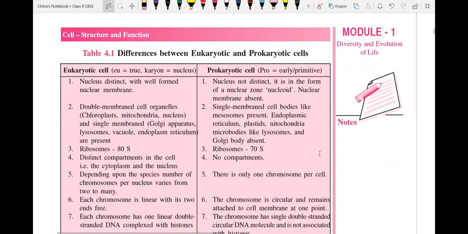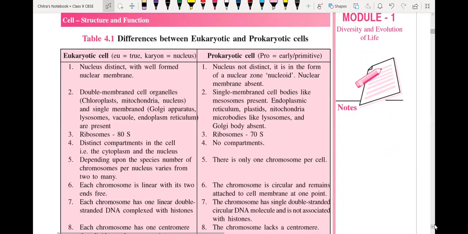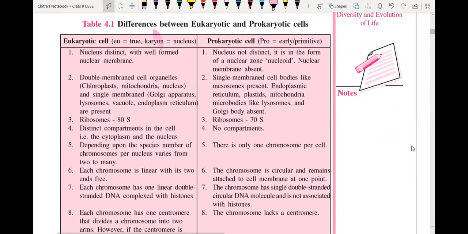So now we are going to write the differences between prokaryotic and eukaryotic cell. What are eukaryotic cells? Eu means true or definite, and karyon means the nucleus. So in which cell is a true nucleus present? In the eukaryotic cell. True nucleus means the nucleus which is formed with a nuclear membrane, a definite wall, so that it is separated from the cytoplasm. Such a nucleus is called a definite nucleus and is present only in the eukaryotic cell.